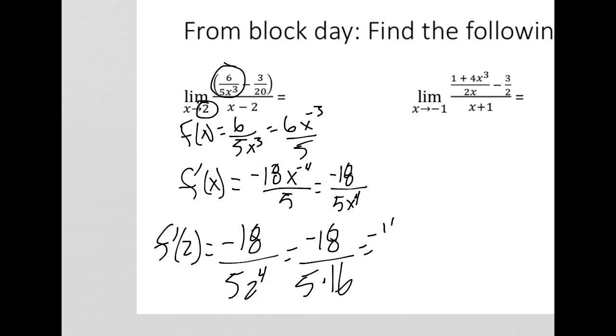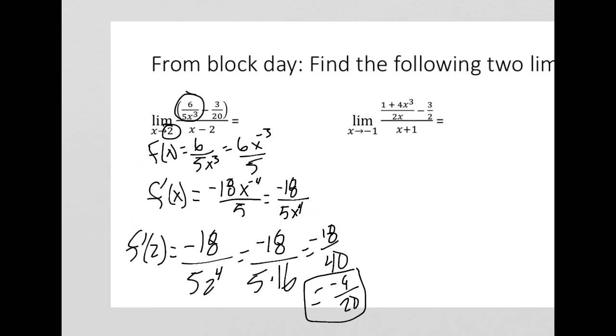So we'll get negative 18 over 40, which is going to reduce to negative 9 over 20, which we cannot simplify any farther. So again, that is the derivative that we plucked out of that limit problem.